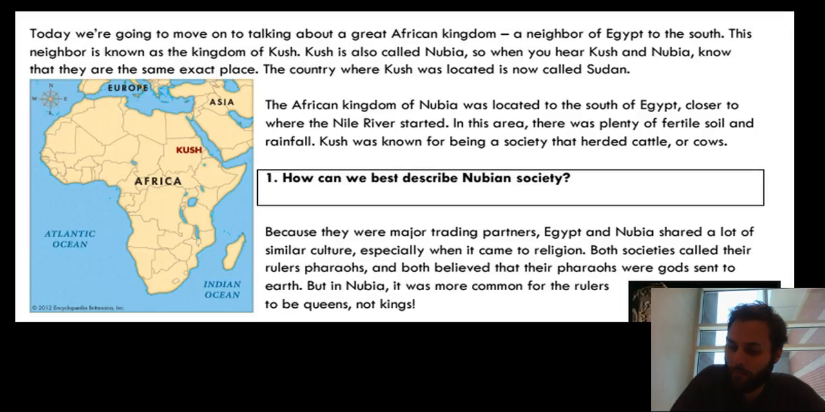Because they were major trading partners, Egypt and Nubia shared a lot of similar culture, especially when it came to religion. Both societies called their rulers pharaohs, and both believed that their pharaohs were gods sent to the earth. But in Nubia, it was more common for the rulers to be queens, not kings. Aside from their pharaohs, Nubians and Egyptians believed in most of the same gods, although Nubians added a few, such as a lion god.